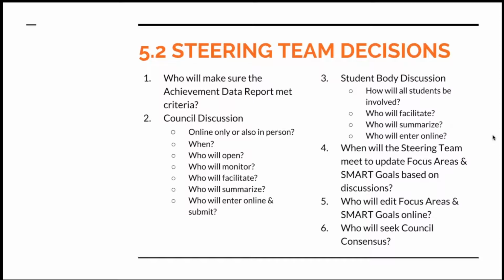Next, you'll have the council discussion. Is it going to be online only or also in person? Things have slowed down now, but wherever you're at, you know what your weather is. It seems like right now where I live, it's great outside, but usually during the first month or the first week of January, we have snow or ice. So kind of watch your weather, and then you can decide if you want it online only or also in person. You're going to decide when, who will open it, who will monitor it, who will facilitate, who will summarize, and then who will enter the online information and submit that.